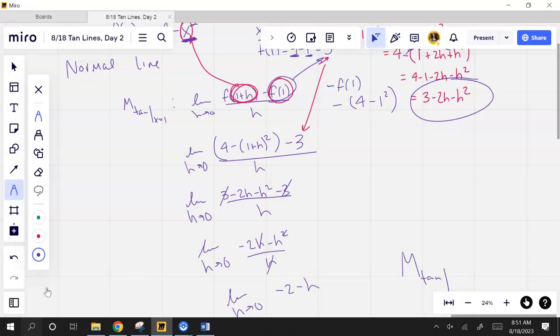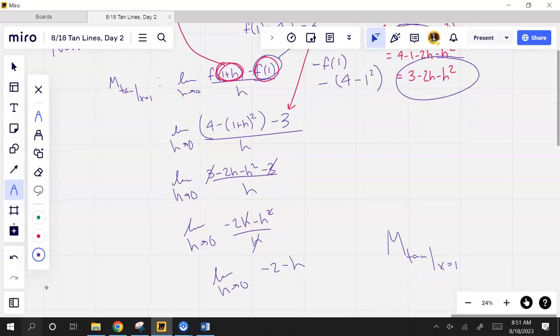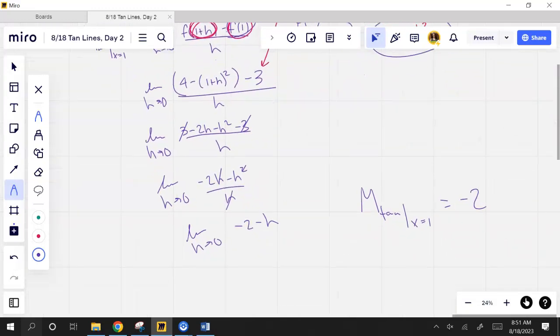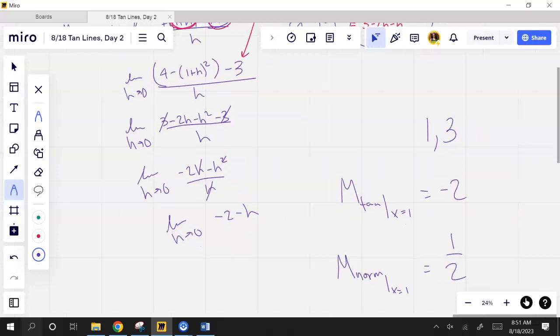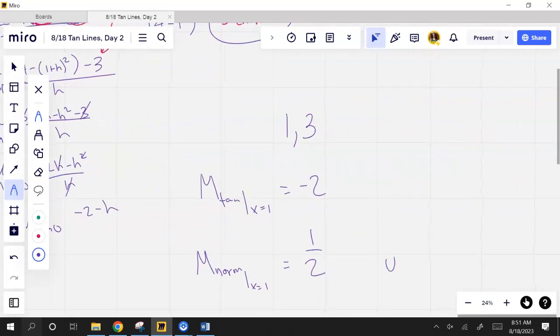Slope of the tan line when x equals, what was it? 1 is negative 2, which means the slope of the normal line when x equals 1, flip it and change the sign. That's right. The point is still the same. It's still 1, what was it? 1, 4? No, 1, 3.